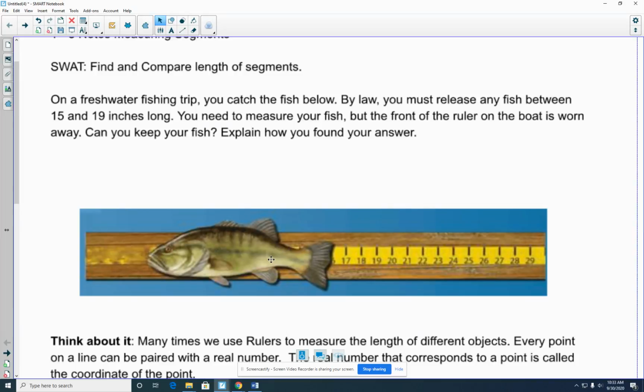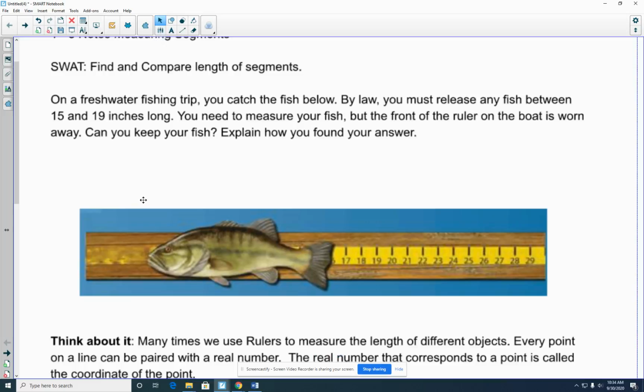The law says that you must release a fish that's between 15 and 19 inches long. If it's longer than 19 inches, you can keep it. So you need to measure the fish, but if you take a look, the front of this ruler is worn out. So you have to figure out, can you keep your fish? And then explain how you found your answer.